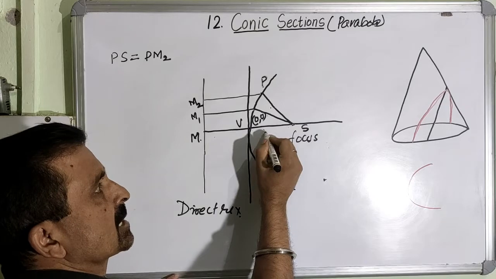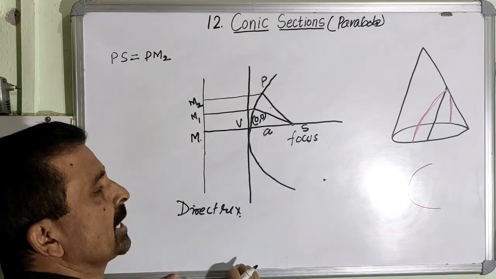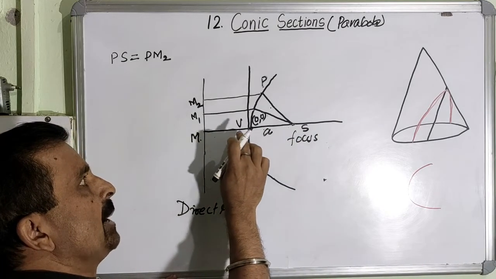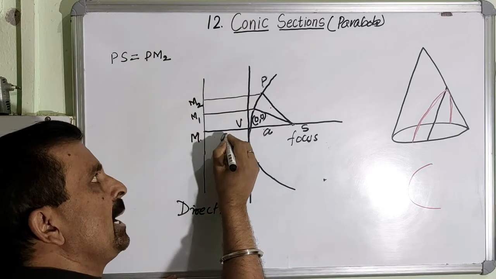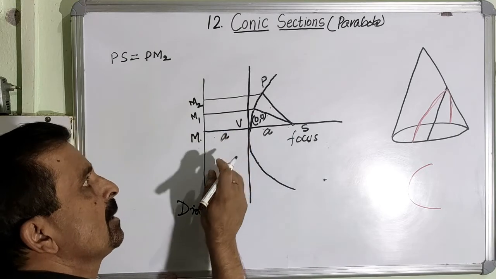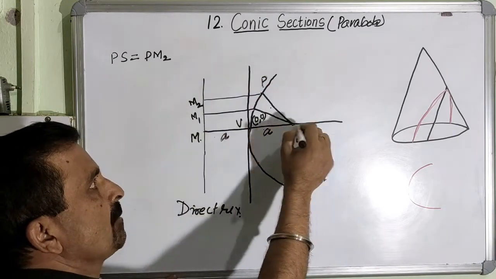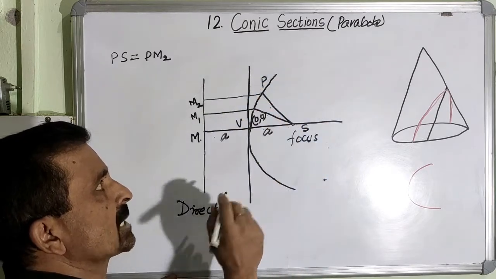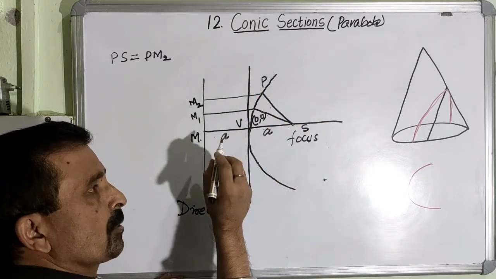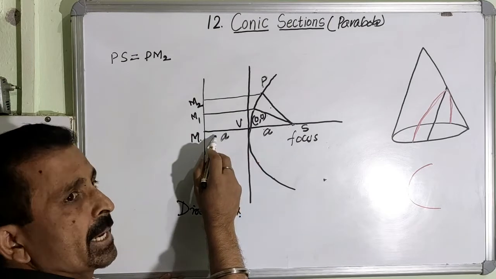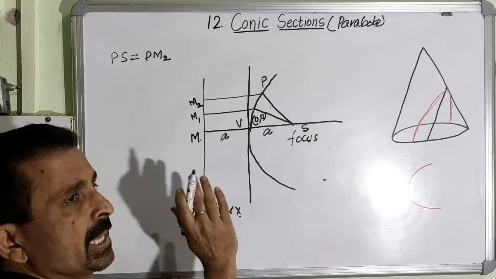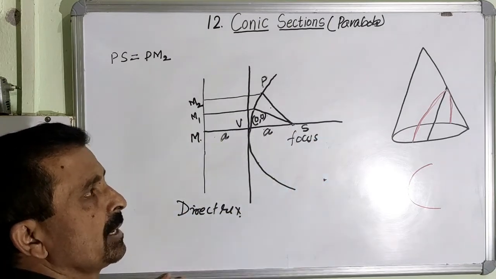Now, as we know that this distance and this distance are the same, suppose this S is at a distance of A from the vertex, then the distance of this M from the vertex will also have to be A. Please remember here, this is a kind of number line. We can take this line as the coordinate axis, and we know that on the x-axis the left side is negative and the right side is positive.